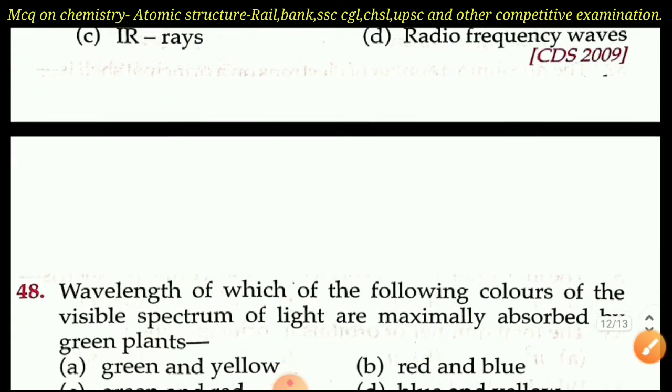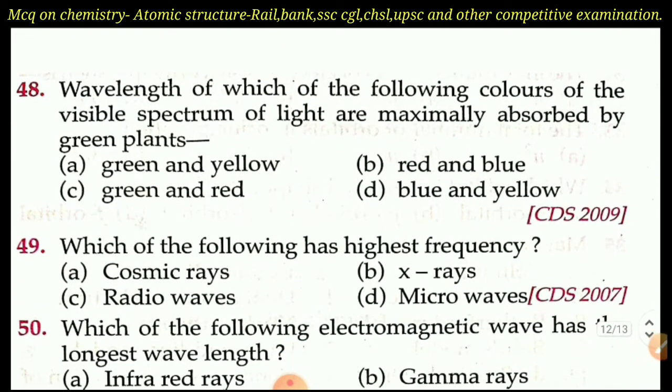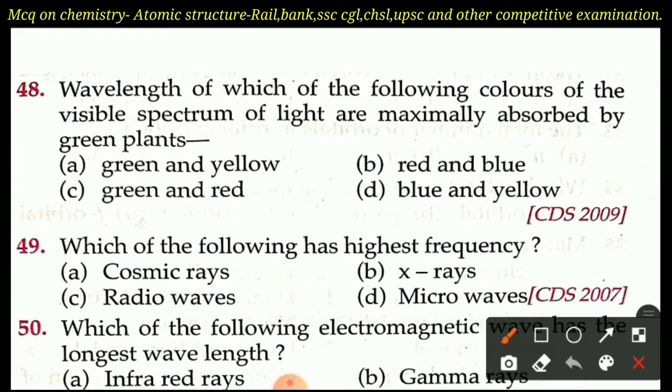Next question is question 48. Wavelengths of which of the following colors of the visible spectrum of light are maximally absorbed by green plants? A, green and yellow; B, red and blue; C, green and red; D, blue and yellow. The right answer of question 48 is option B, red and blue.